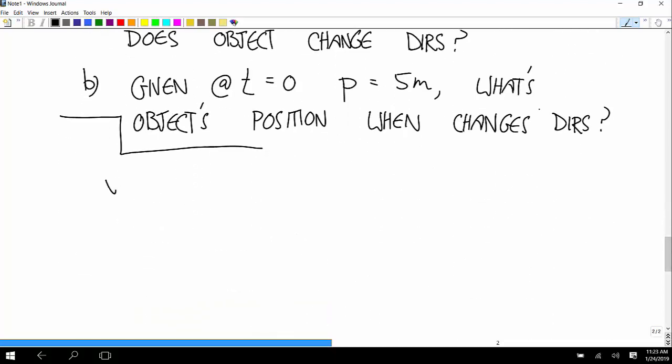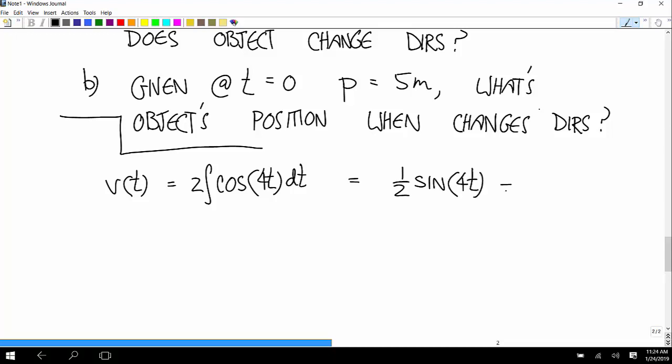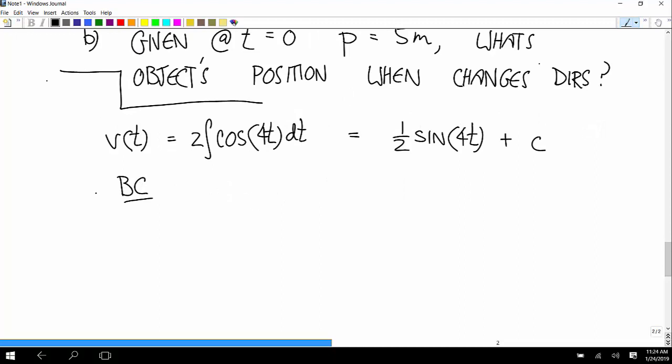All right, so the velocity as a function of time is equal to the integral of 2 times cosine of 4t with respect to time. And if you do that integral, you get 1/2 sine of 4t plus the constant. And now we have to use the boundary condition. We have a different boundary condition that's going to make this velocity have zeros. So the boundary condition says that when time is equal to 0, the velocity is 1 meter per second. That's the old one, 1/4, right?